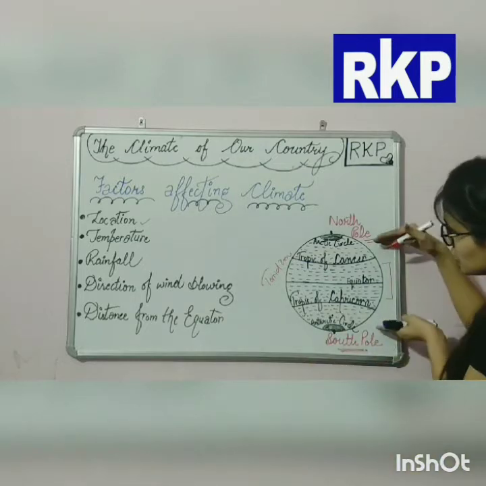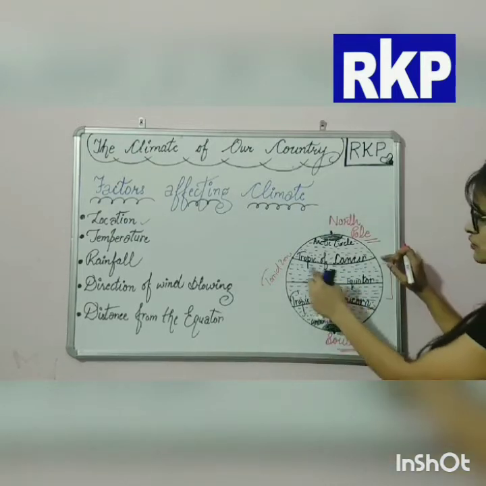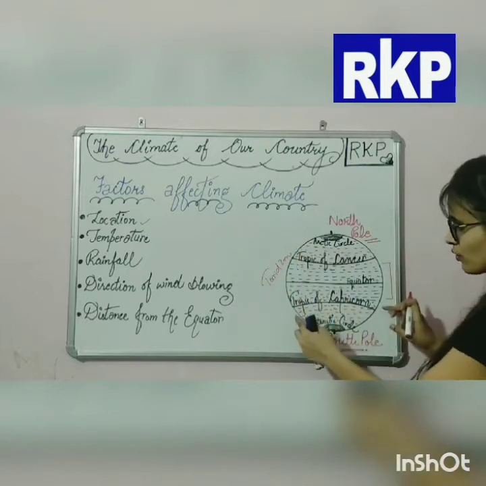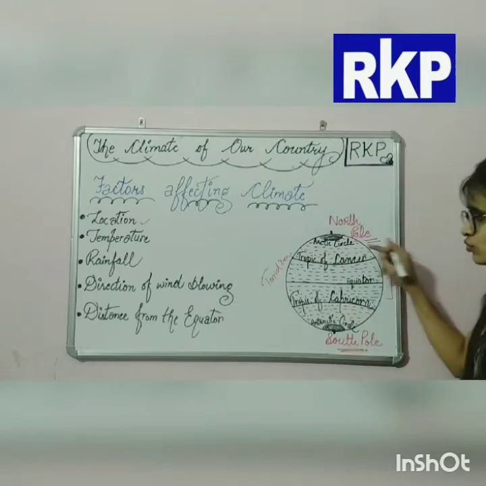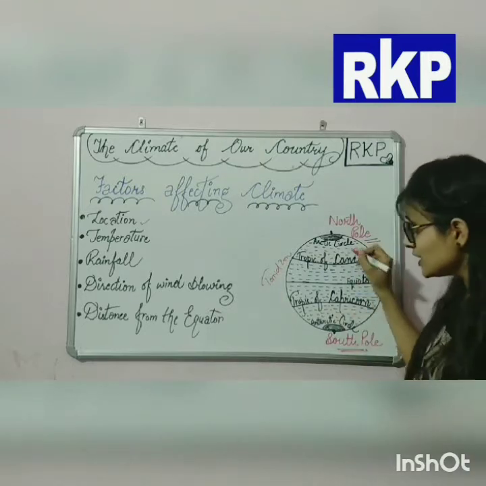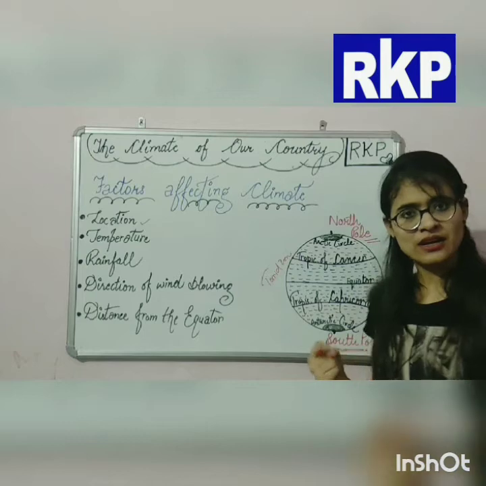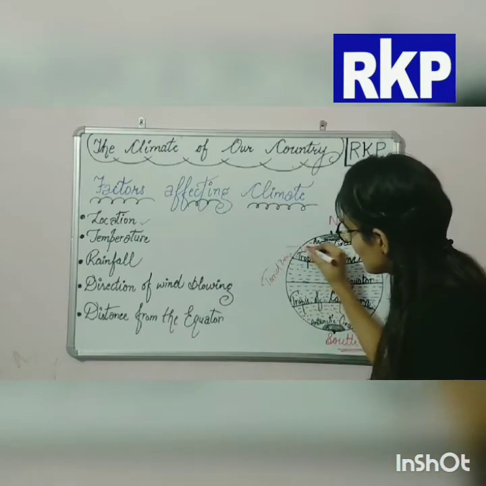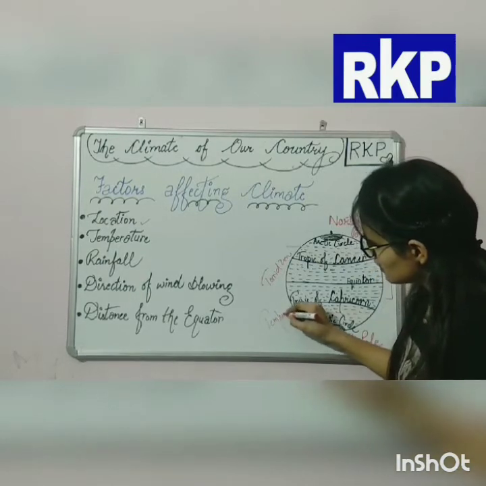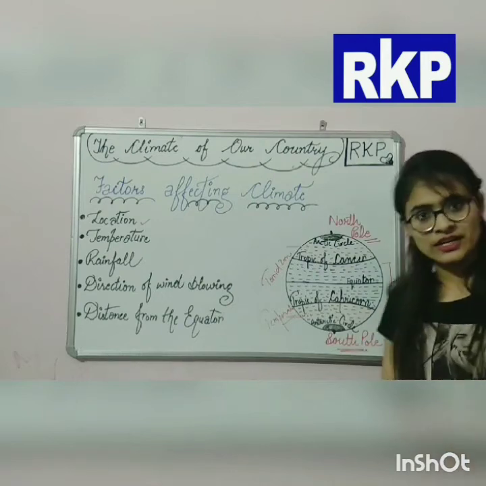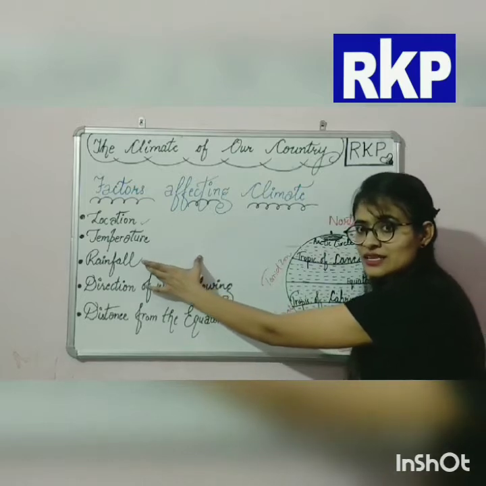Now next, these two are the same. Yes, leave this part and leave this part. Now this is from Tropic of Cancer to Arctic Circle, and Tropic of Capricorn to Antarctic Circle. So we are coming to these two. Now they are colored with a single color. So these two areas are experiencing similar climate conditions. So this part and this part, they are the Temperate Zone.